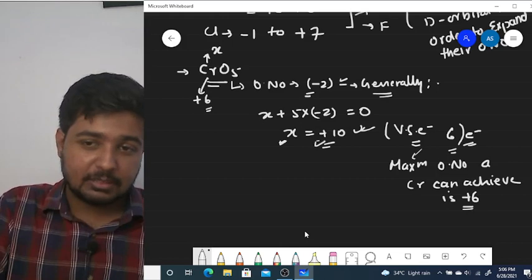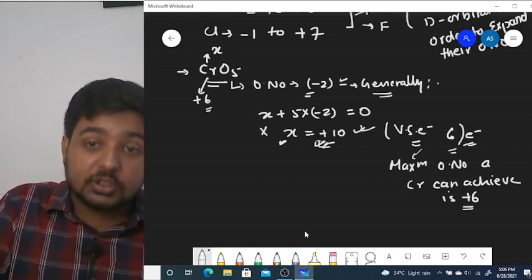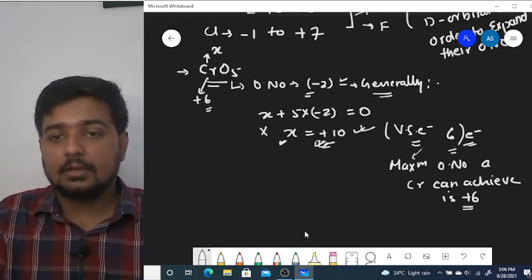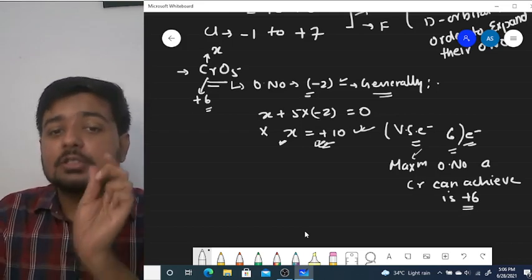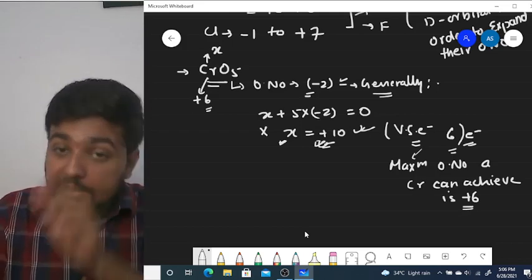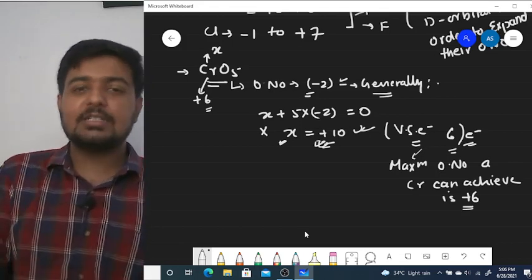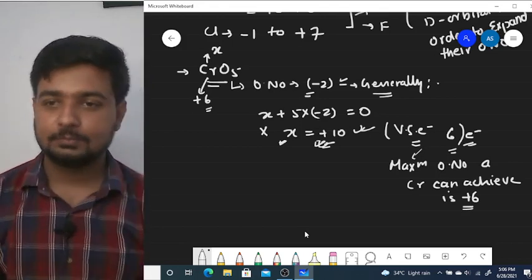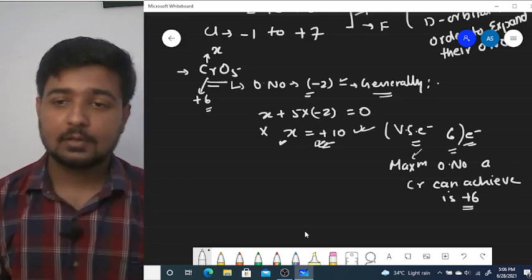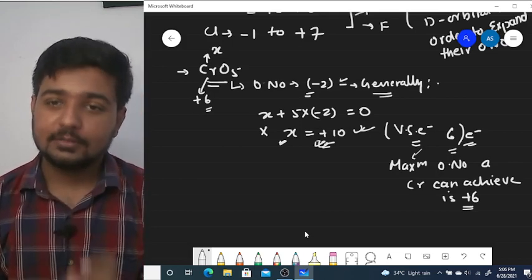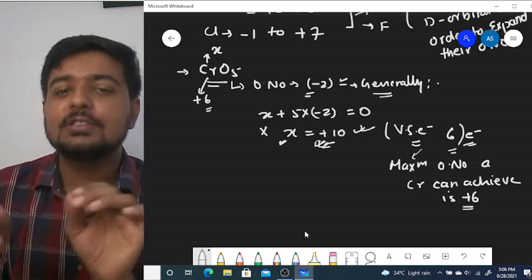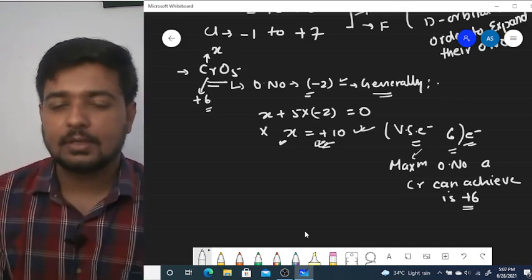But here it is coming plus 10. So our assumption is wrong, that every oxygen over here is minus 2. But by seeing this, you can see that the oxygens will have a peroxide nature and have minus 1. Listen very carefully. Is it clear? Now you cannot say that every oxygen is having a minus 2.